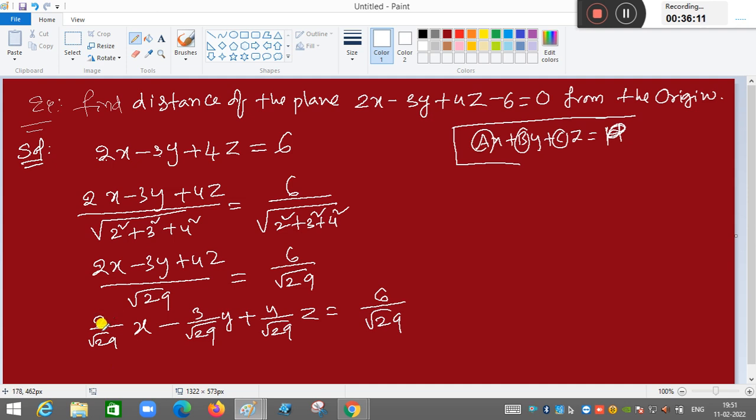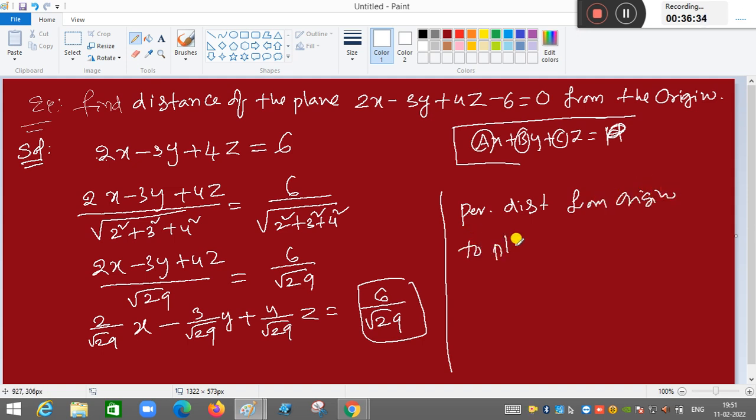See here, this square plus this square equal to 1. Okay, right. So in that case this is equal to distance, d equal to distance. So the perpendicular distance from the origin to the plane, d equal to 6 by root of 29 units. That is the perpendicular distance.